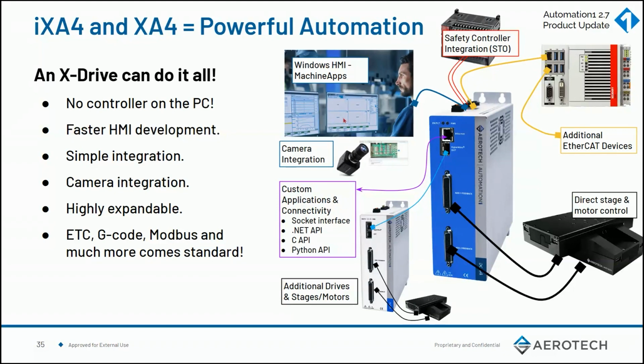You can integrate a safety controller with an iXA4. You can do that by using the Safe Torque Off input on the top of an iXA4. The iXA4 can be configured with EtherCAT. It comes standard with Modbus. So you can use EtherCAT or Modbus to connect to third-party I/O devices, like is shown in this sketch here. And then finally, all the other connectivity tools also work with the iXA4, meaning that you can talk to it via the socket interface, the .NET API, the C API, or the Python API. So this is just here to show you that it's a very powerful device.